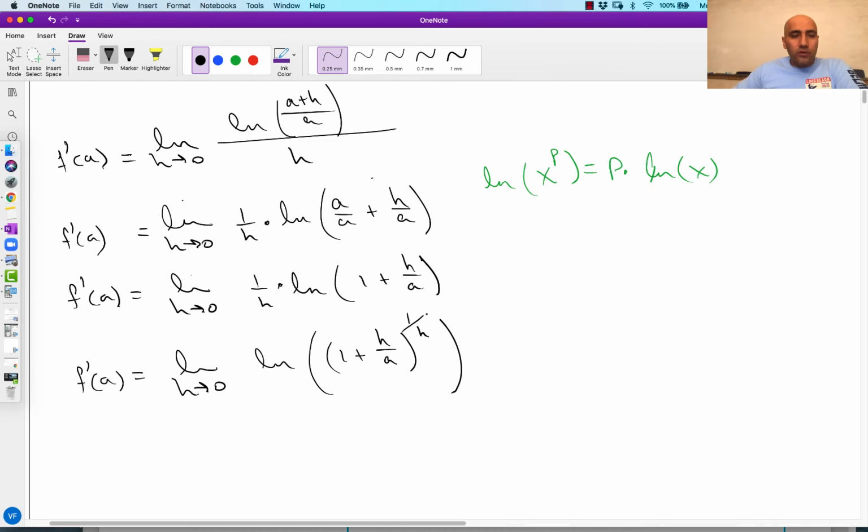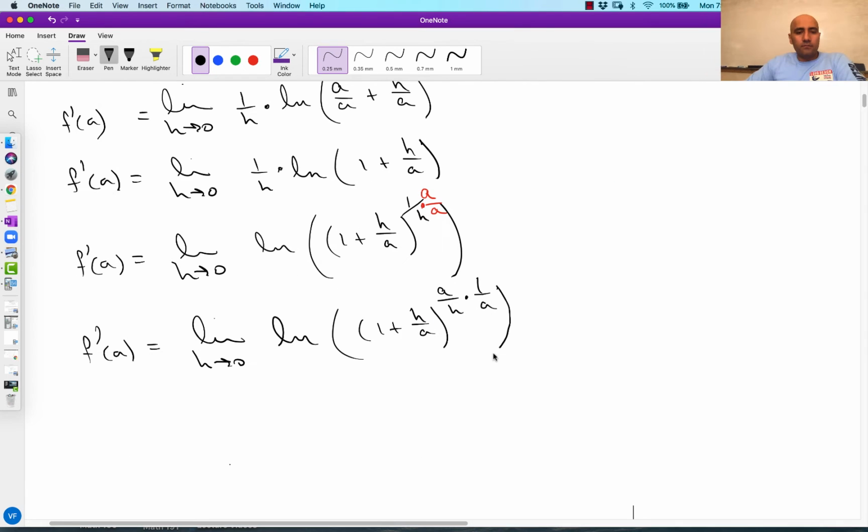Now I'm going to do one more little thing. I'm going to introduce an a over a right here. A divided by a is just another version of 1. Hopefully we haven't really changed anything much. So we'll have f prime of a equals the limit as h goes to 0 of ln of 1 plus h over a to the power of a over h, times 1 over a. Okay, so let's move this out in front.